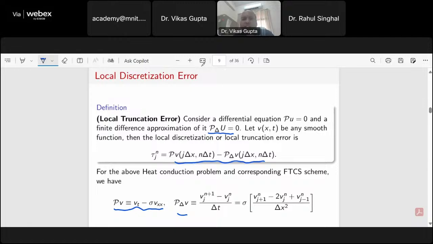Okay. So I believe Professor Vivek already discussed the construction of this FTCS scheme. So I am not giving much emphasis to the construction of this scheme. I am just taking it as an example to describe the local discretization error.